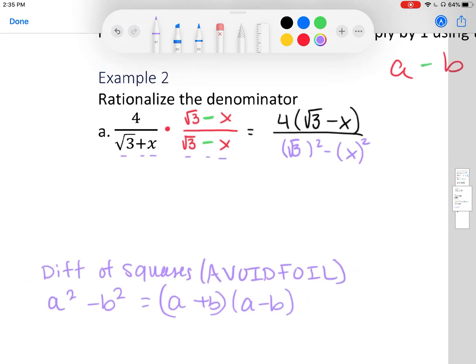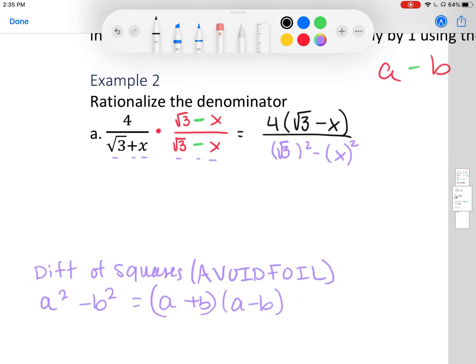Okay, so let's go ahead and work this out. So we have to distribute that 4 so that we have 4 square root of 3 minus 4x. The bottom I have 3 squared. Square root of 3 squared is just a 3 since the square and the square root are opposites, minus x squared. That's our answer.